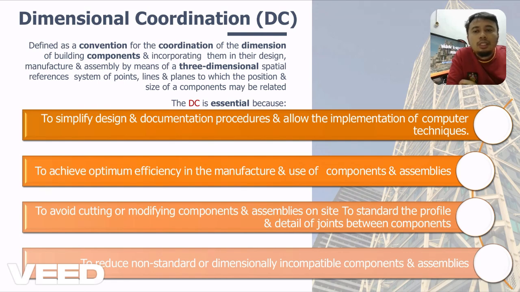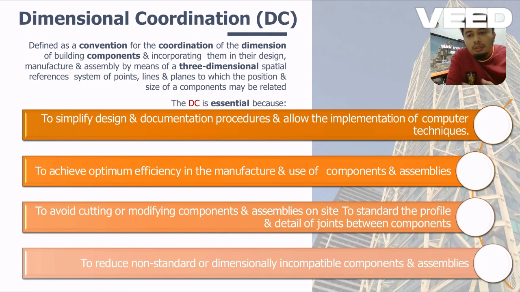And next, it can achieve optimum efficiency in the manufacture and use of components and assembly. So basically, the manufacturer will avoid wastage or having too many molds to produce the components as the sizing is coordinated. So maybe it is an increment of 3M, 6M, and so on. So it allows optimum efficiency in producing it and also optimum efficiency in assembling the components.